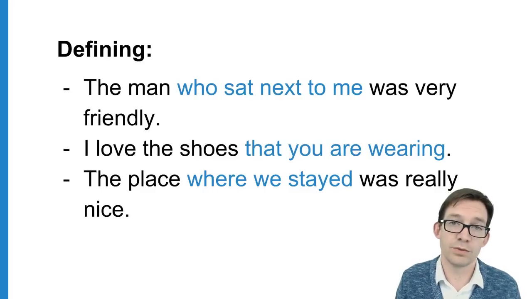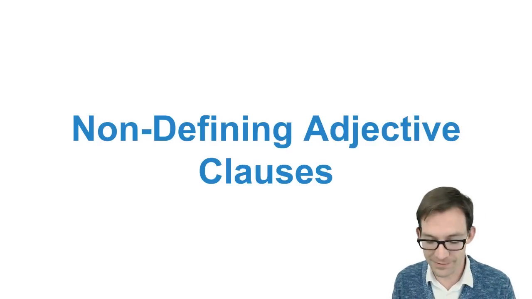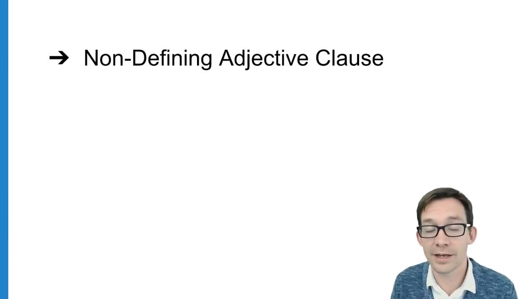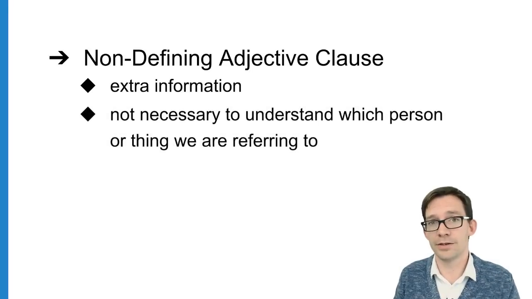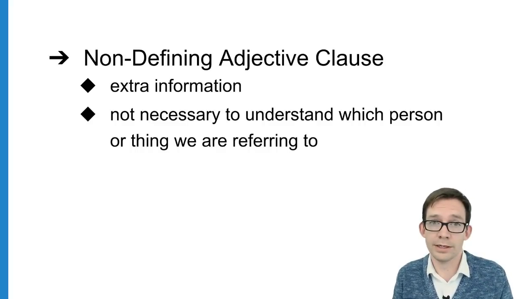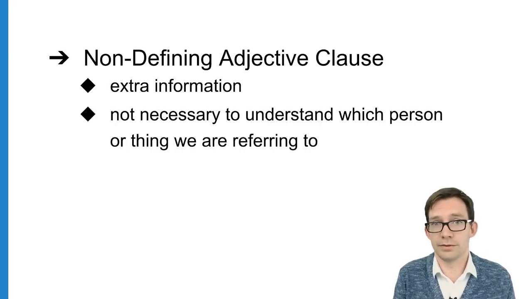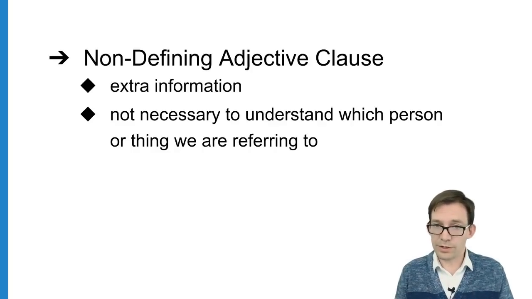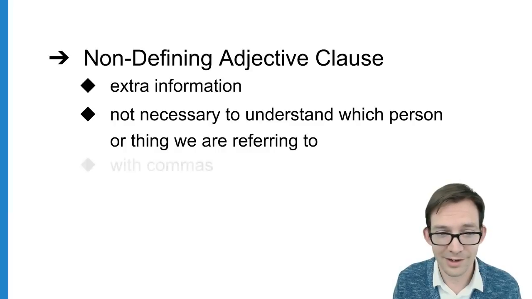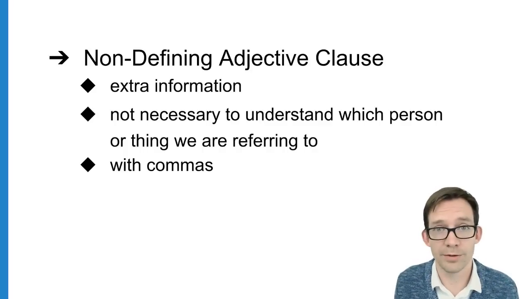Now, what's the difference between this and a non-defining clause, other than the commas, obviously? Okay, so the difference is that a non-defining adjective clause is extra information. So we're adding extra information to a sentence, but it's not necessary to understand which person or thing we're referring to. So it's fine to have the information, it may be very interesting, but it isn't required in order to fully understand the sentence. And because we're adding information that's not necessary, much like we talked about in a lesson about commas a few lessons ago, you have to put it between commas. If it's extra, non-essential information, put it between commas. Okay, so let me show you an example.